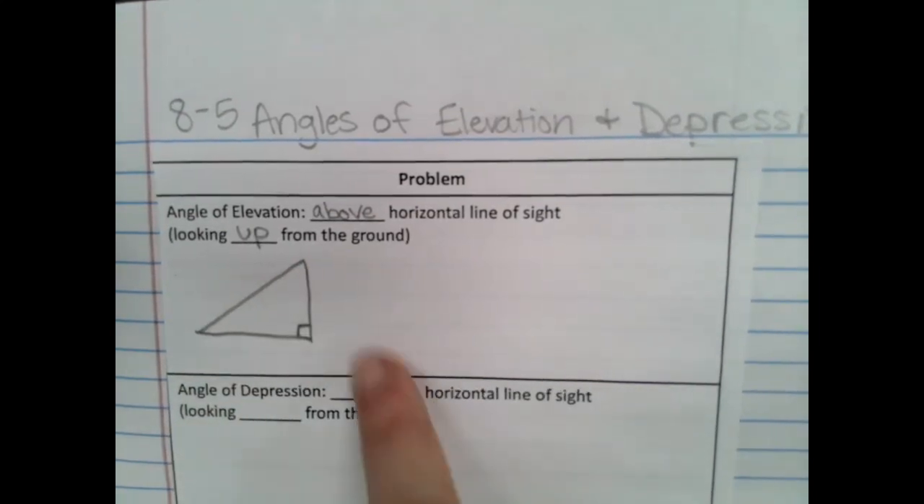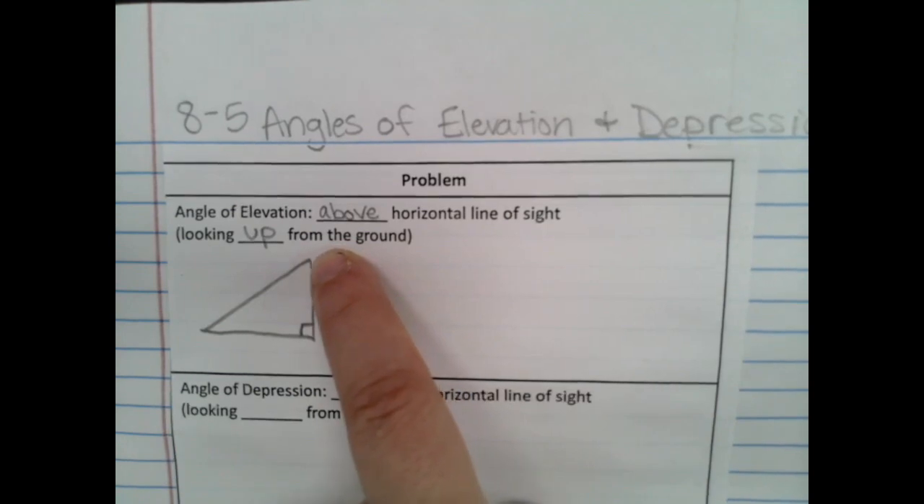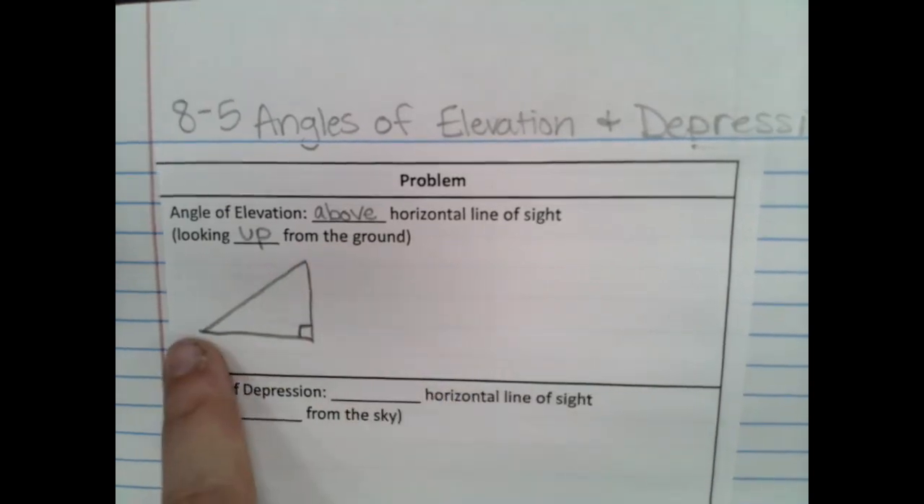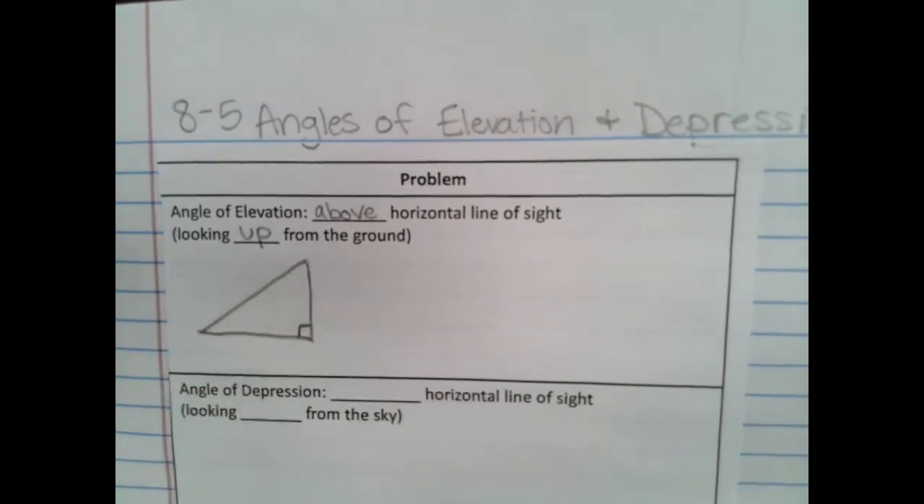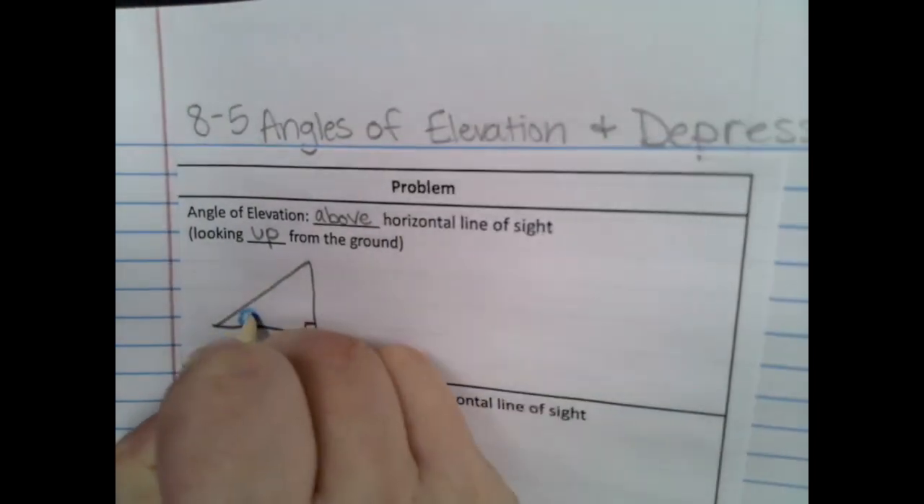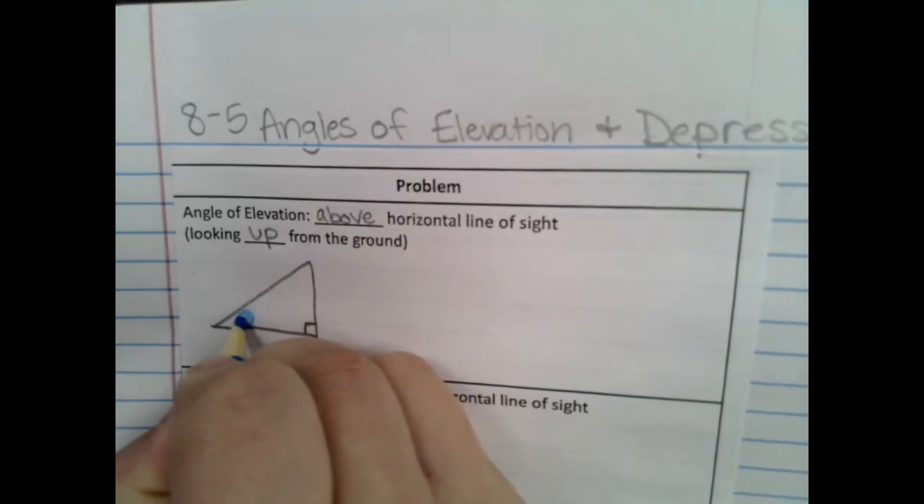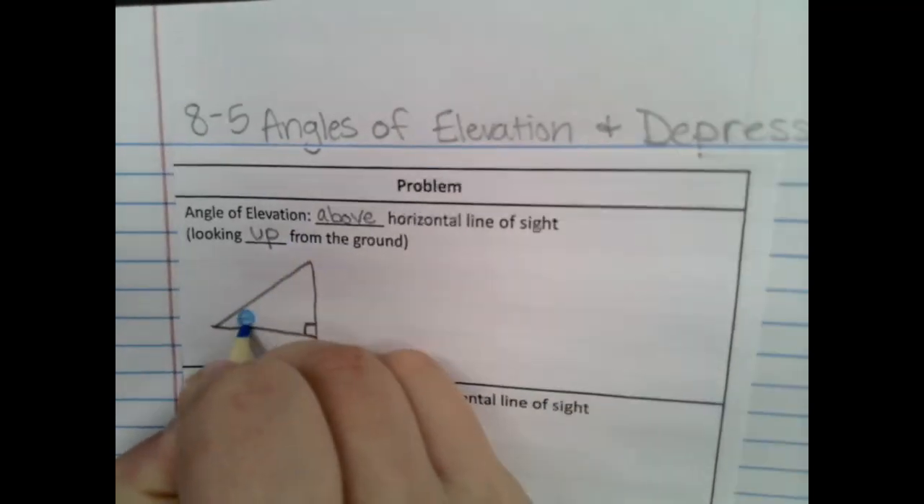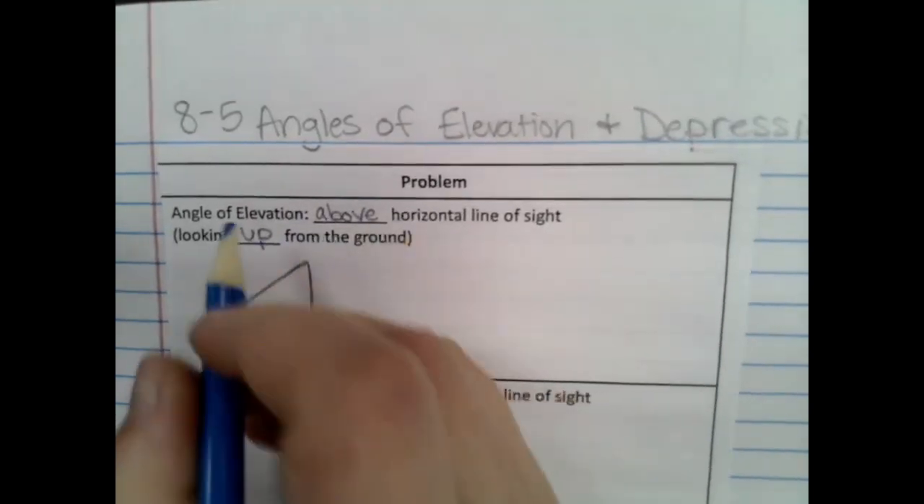From the top, if I was standing here, I would be looking up. Yeah, if I was standing here, that's my sight line. It's going up there. So our angle of elevation is usually located at the bottom. So I'm going to put that theta there. Really bad looking one. We'll pretend it's nice looking. Okay, and that's our angle of elevation.